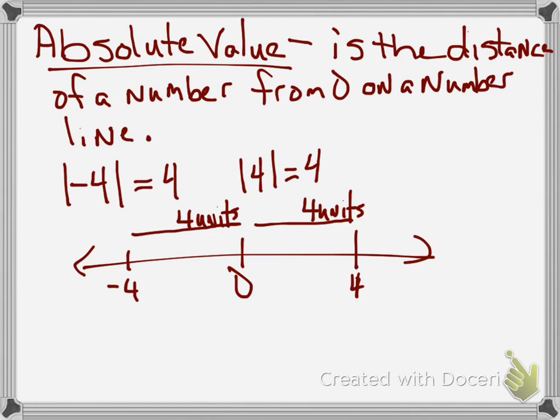Ha, missed the bell. Anyways, you can see they are 4 units from 0. So really, when we're saying the absolute value of -4 is 4 and the absolute value of 4 is 4, it's because we're saying that they are 4 units away from 0. Anyways, so let's look at an expression, shall we?